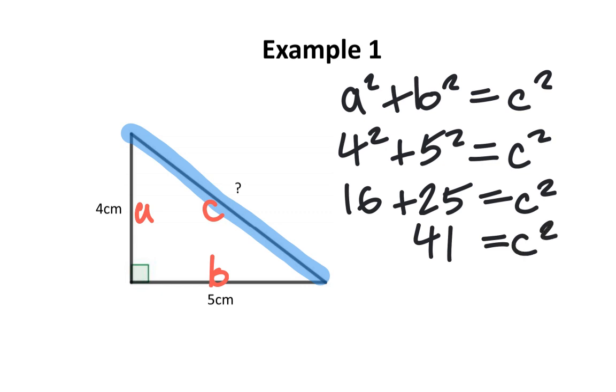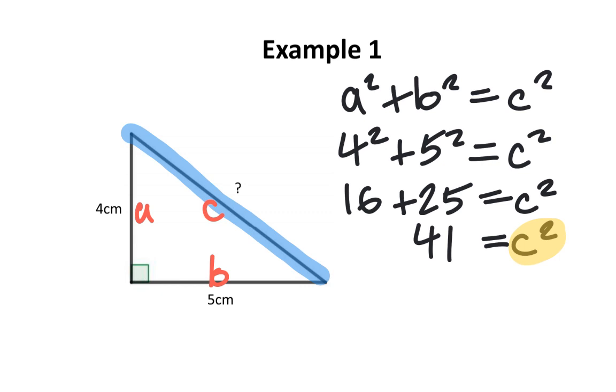At this point, you might think the hypotenuse has a length of 41 centimeters. That is impossible if you look at the diagram. The side lengths are 4 and 5. It is not possible that the hypotenuse is 41. Take a close look at our last line of work. 41 is equal to c squared. I want to know what c is, not c squared.